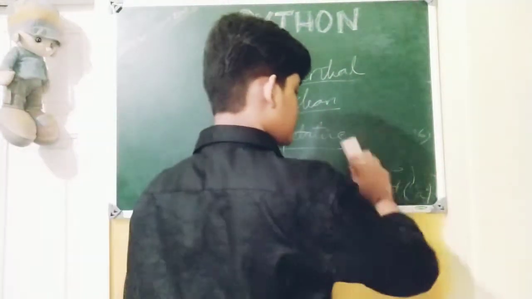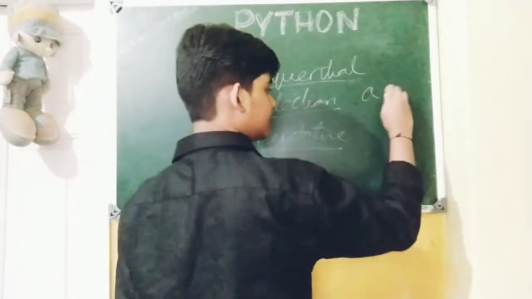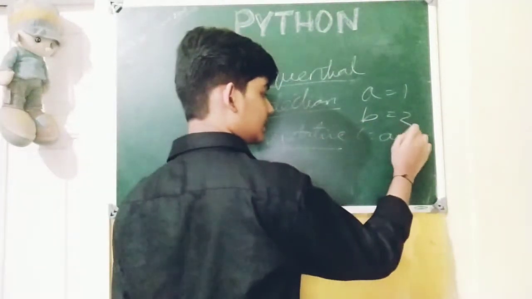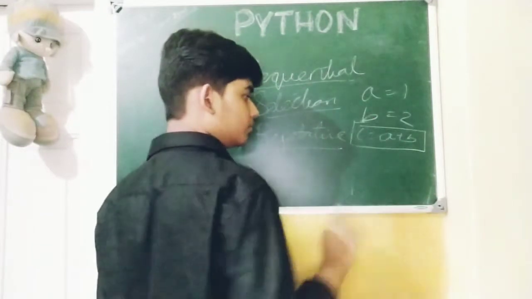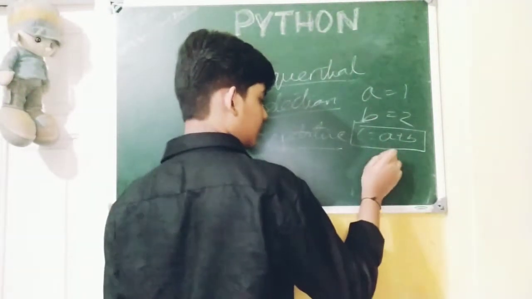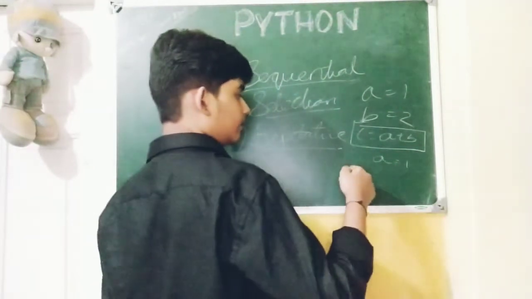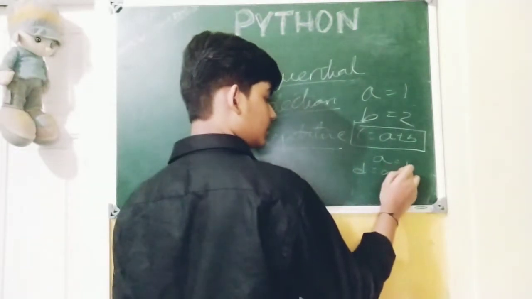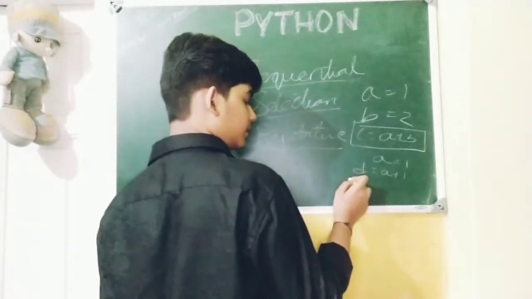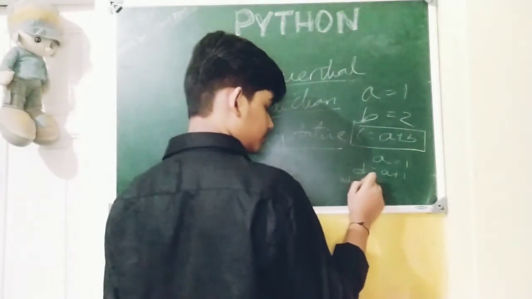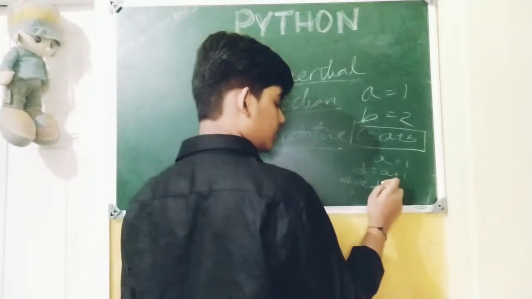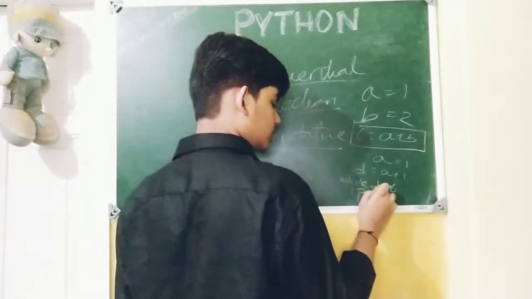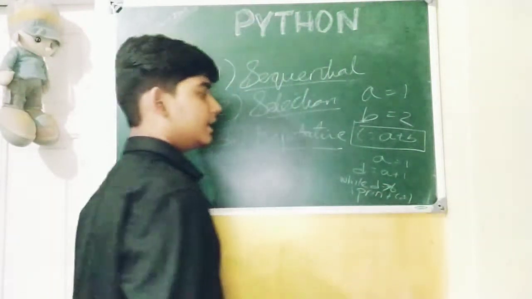So for example, let's take A is equal to 1, B is equal to 2. Now how repetitive works is, let's take something like this, just in case. Repetitive works as, A is 1, make the loop repeat until, so you can write something like D is equal to A plus 1. So you can write something like while D is greater than 6, print D. So this is basically how repetitive works.